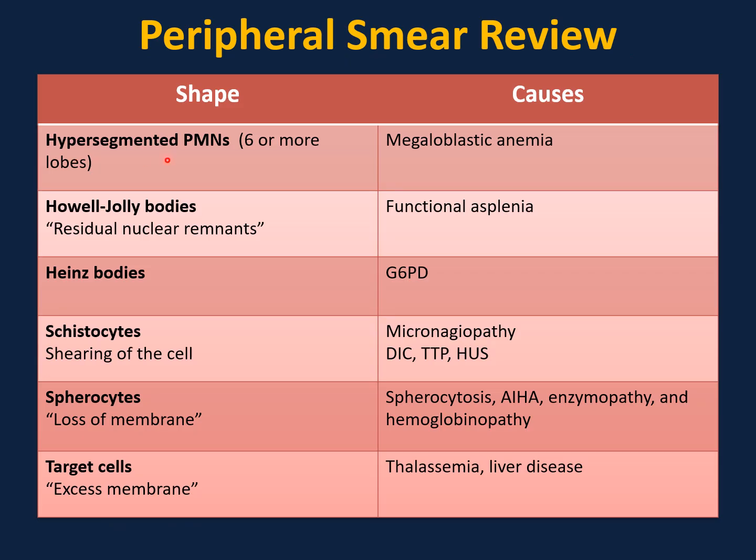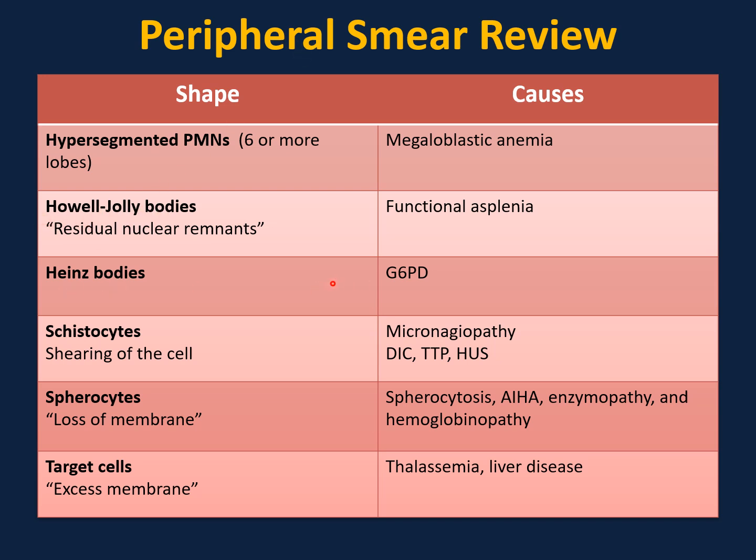I will point out some very important keywords when you are presented with a peripheral smear: hypersegmented neutrophil, 6 or more lobes. This is indicative of megaloblastic anemia, and this can be seen in B12 or folic acid deficiency. Howell-Jolly bodies, which are nuclear remnants, should be removed by the spleen, and when there is no spleen or functional asplenia, these nuclear remnants will be seen in some of the red blood cells in the peripheral smear and are known as Howell-Jolly bodies.